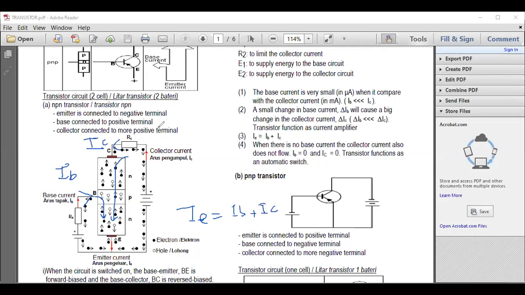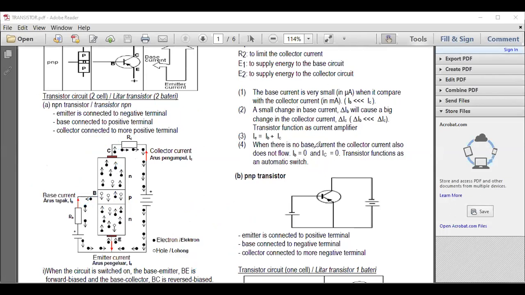For example, let's say your collector current is 100 ampere. Example only. Let's say your base current is 2 ampere. So that means it's 100 plus 2, so you get 102 ampere. It's the same as with electrons. Let's say 10 electrons, so 2 go here, 8 go up. That means 8 plus 2 gives you 10 electrons from the emitter. So base current plus collector current gives you emitter current. Now this last one is quite important also.